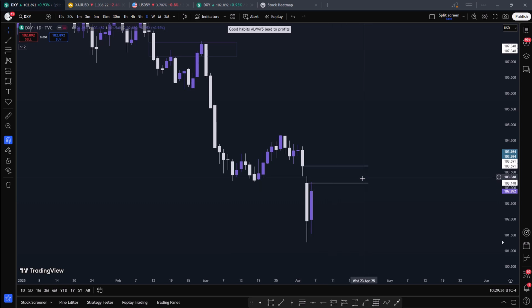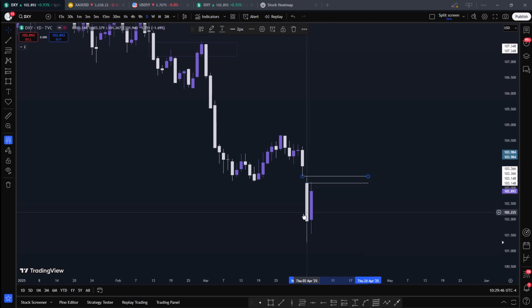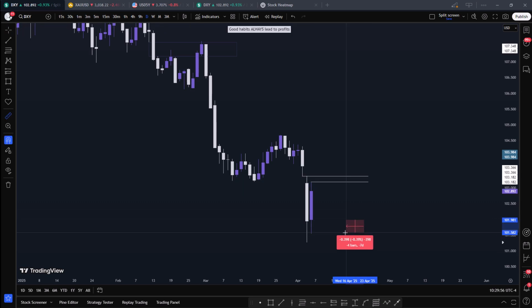Then the second one is a fair value gap, the space between the first candle's low, you skip a candle, which is this bearish one, and then we move on to the third candle's high. So this on its own is a fair value gap.